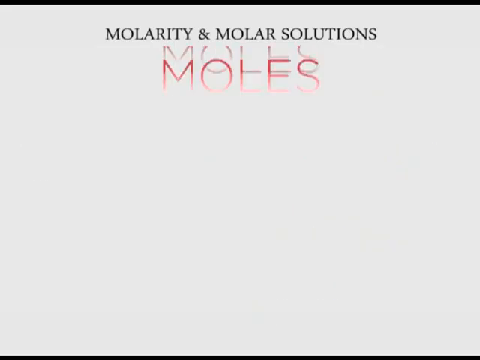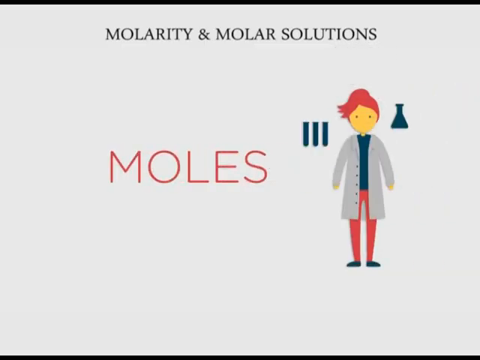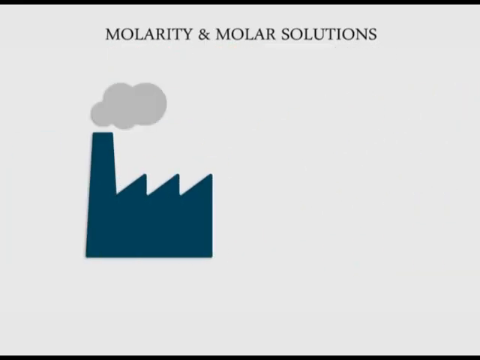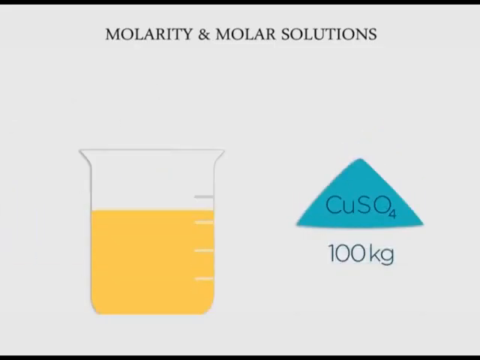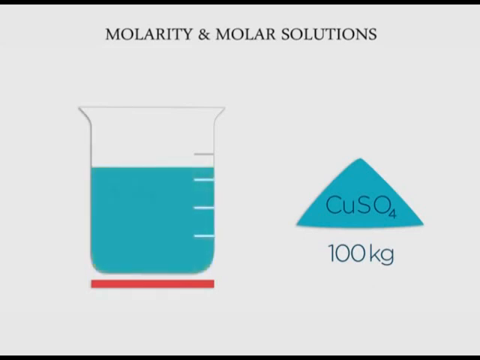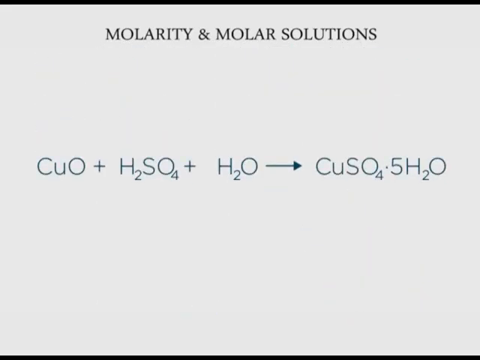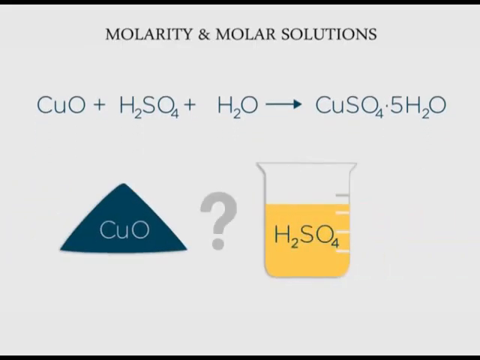But why is the knowledge of moles so important? Well, imagine yourself a chemist and you work in a chemical plant. A client has ordered 100 kilograms of copper 2 sulfate crystals. To make this, you need to dissolve copper 2 oxide in hot sulfuric acid. This will produce copper 2 sulfate solution from which you can get the blue hydrated copper 2 sulfate crystals. Here's the problem though. How do you know what mass of copper 2 oxide to react with the acid?